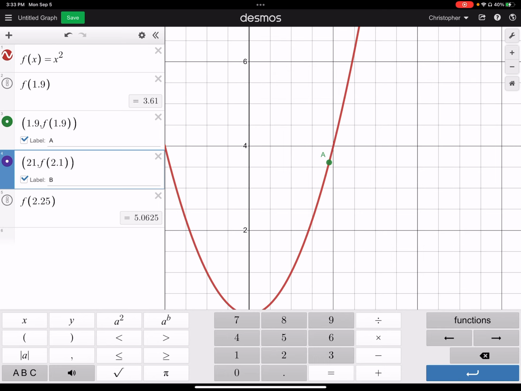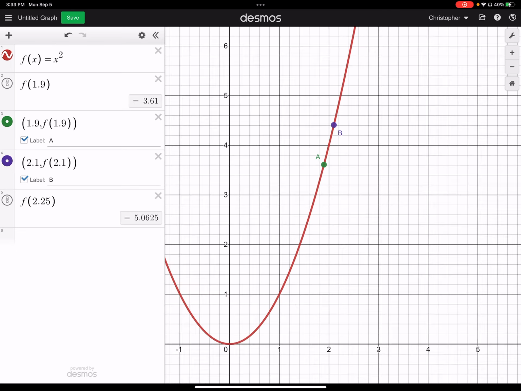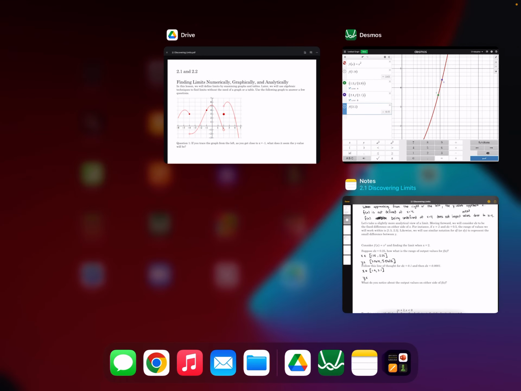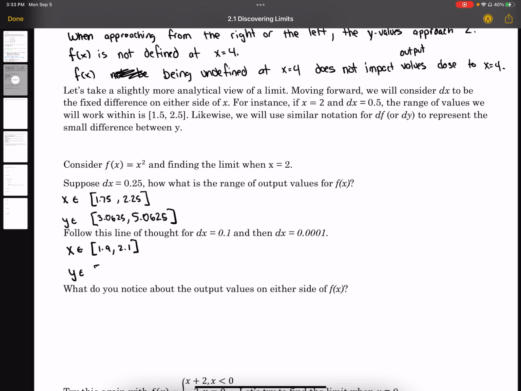Well, I didn't put a decimal, 2.1. There we go. So now, also we want to change this to 2.1. So now our y's are between 3.61 and 4.41. Now you do this process for 0.0001. Pause and come back.